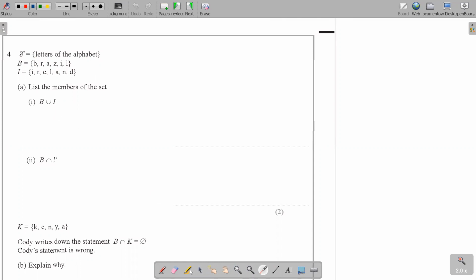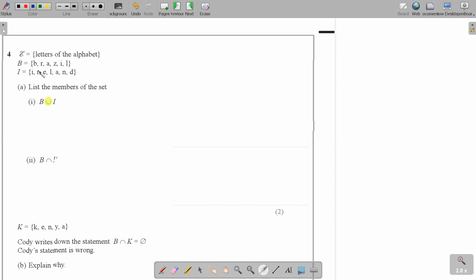When it comes to this union, it means you take everyone. You take everyone in set B, you take everyone in set I. If you can give it in order, it would be great, or else that's fine. Just give the letters. So you need to list all the members in both these sets. Let's write down everyone.